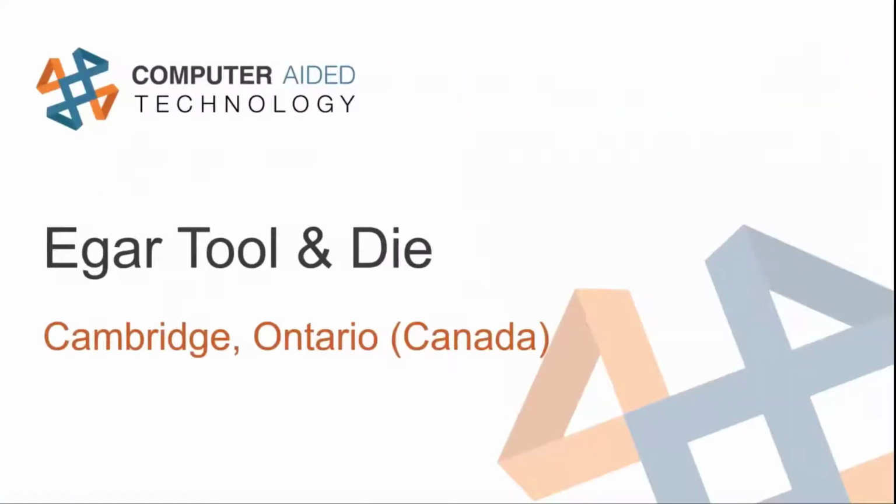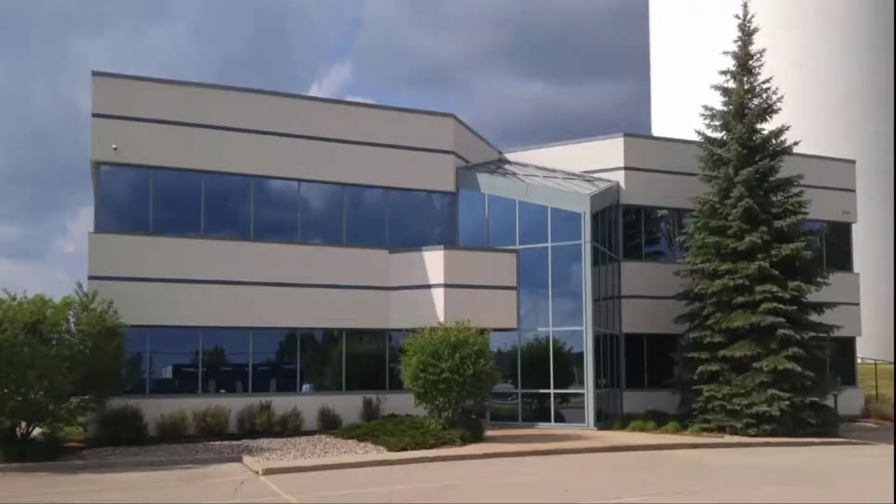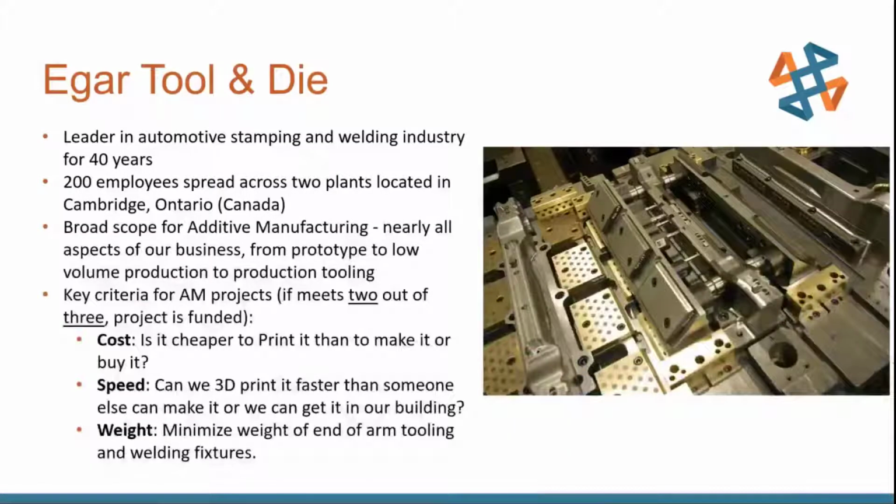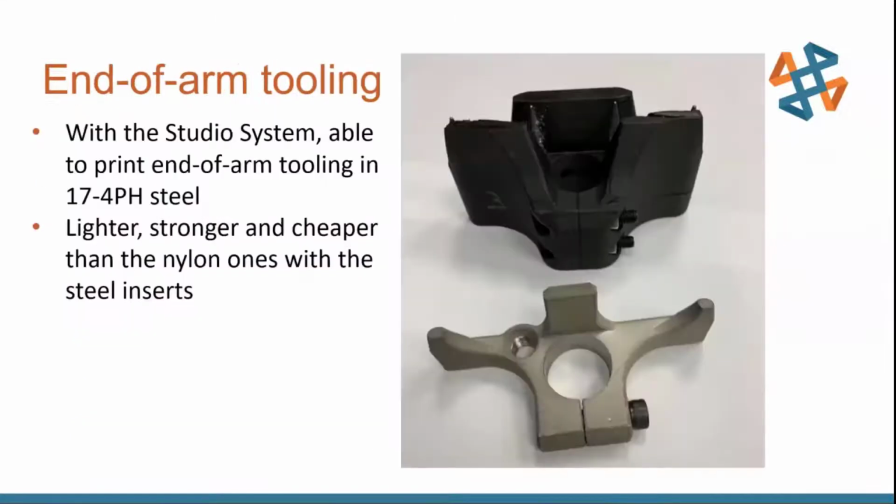Another example would be the Edgar Tool and Die from Canada, and they do a whole series of different things. So they are a manufacturer of basically whatever needs making. So it's a very broad scope for their business applications. And when they're looking to take projects on board, they look at 3 key criteria, and if it meets 2 of them, they say, all right, this is a good criteria to bring in and start applying it to our operations.